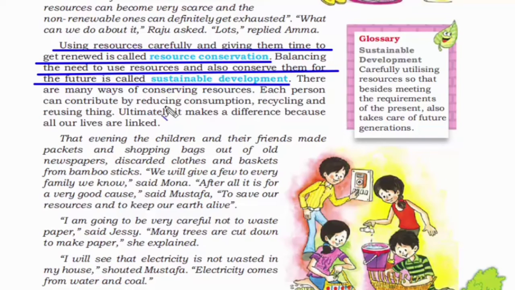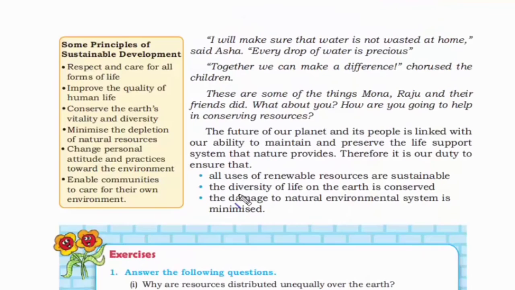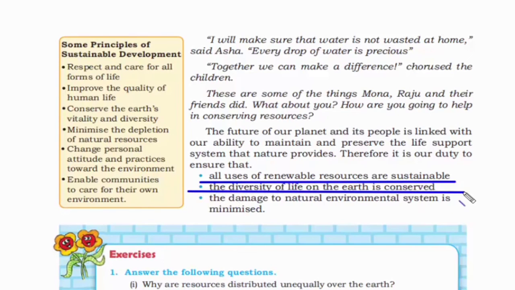Some of the ways of conserving resources are recycling and reusing things. In order to protect our environment, some of our duties are to use renewable resources which are sustainable. We also need to conserve the diversity of life, that is protect the endangered species. We also need to cause minimal damage to the natural environment system, such as less cutting of trees. We need to prevent soil erosion as well. So these are the things that can ensure that we can maintain and preserve the life support system that nature provides. So with this, we have come to an end of this chapter.